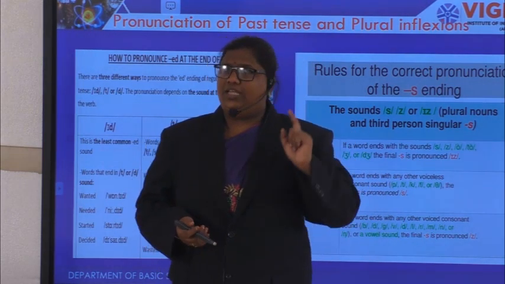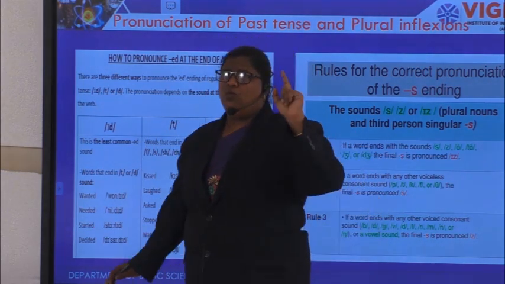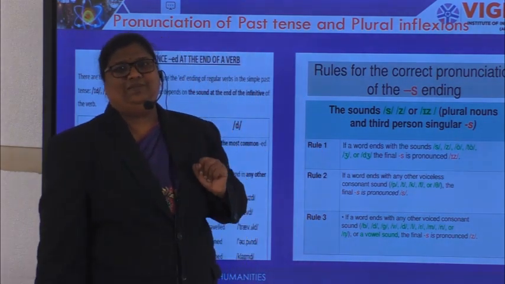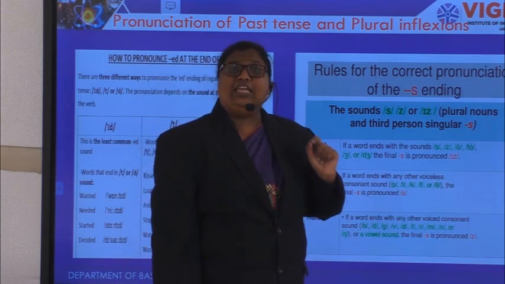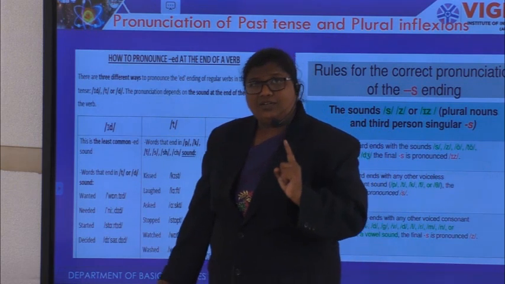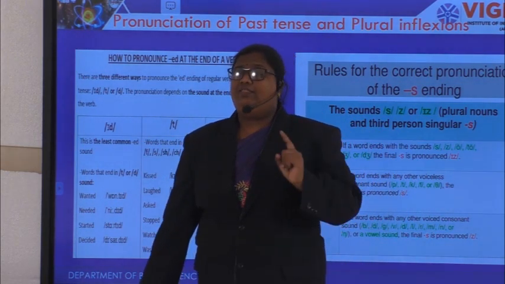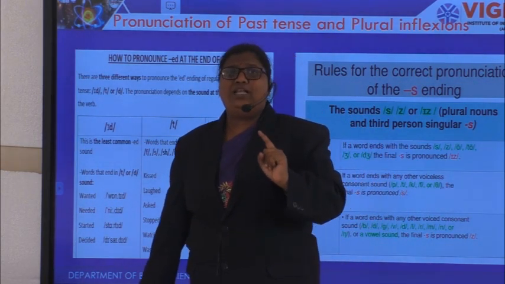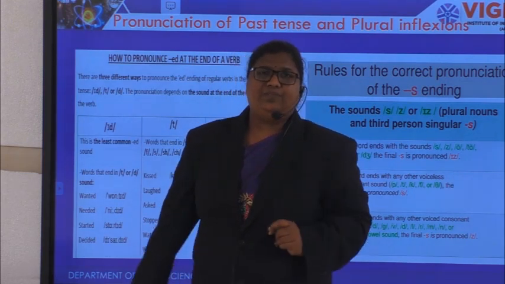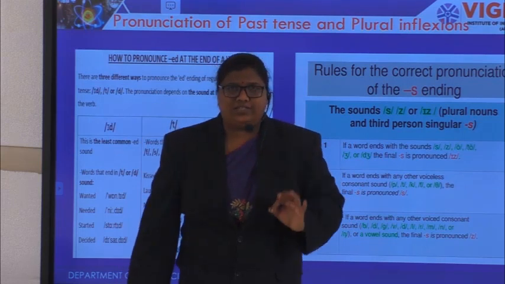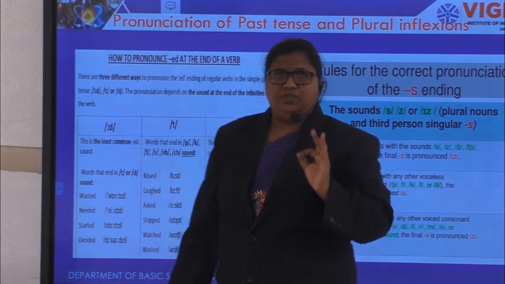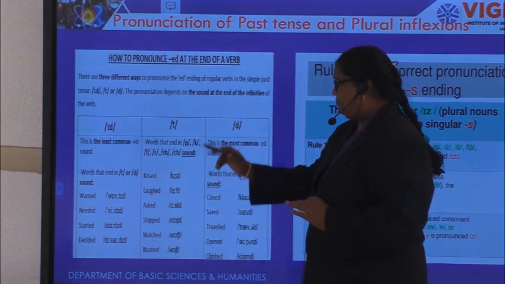Shall I repeat this rule? So rule number 1 in past tense markers is: if any regular verb ends with a t or d sound, then you have to pronounce the ed which you add to it as id. Like wanted, decided, like that. Clear? Now we'll go for the second rule.